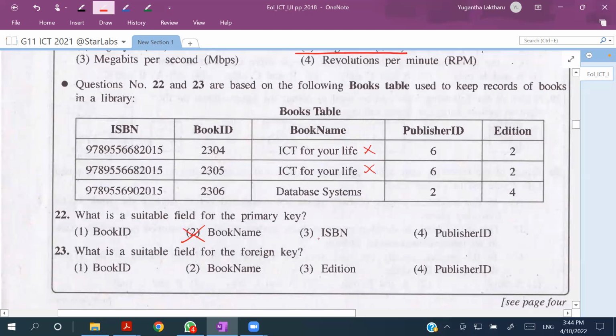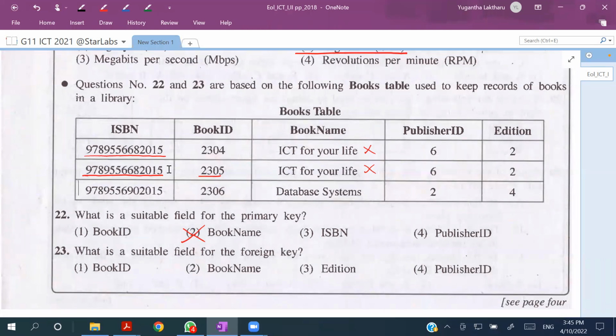ISBN. Now, when it comes to the ISBN here, it's better you look closely. This got 97, 89, 55, 66, 82, 015. Since it is the same book, the book ID 2305 contains the same ISBN, 97, 89, 55, 66, 82, 015. So when there are copies of the book, it contains the same ISBN, because ISBN is there to recognize a particular publication uniquely, right?